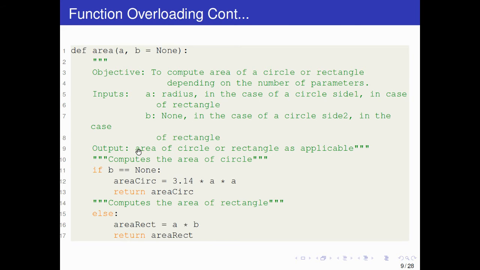Now you can see what is done here. Define area, parameters are a, b. Initially by default the value of b is taken as None. If b is None, then you calculate the area of the circle. So we have defined a single function with two parameters. If the second parameter is missing, you calculate the area of the circle with radius a. And if you give both parameters, else b is not None, it will calculate the area of the rectangle and return it.